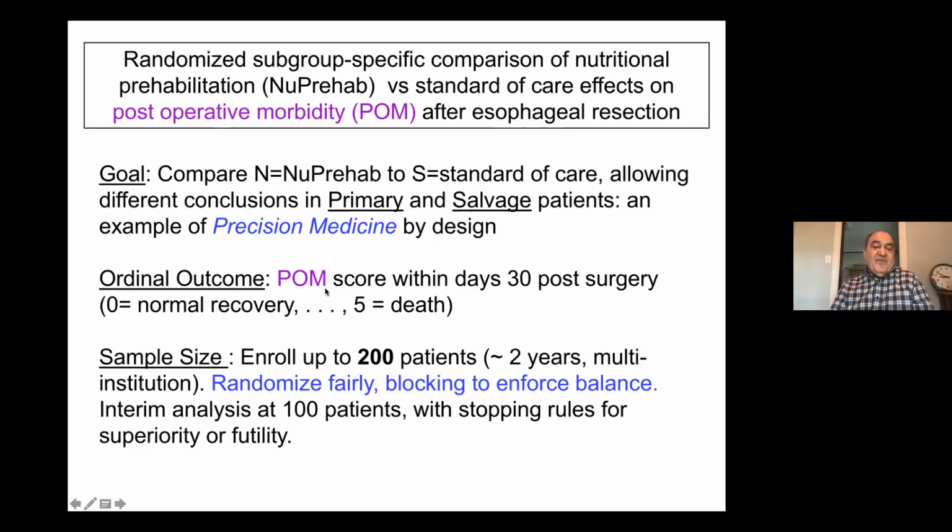So the postoperative morbidity score is 0, 1, 2, 3, 4, or 5, where 0 is normal recovery and 5 is death. The surgeons use this all the time. And the sample size, we began with 100, but Wayne Hofstetter, who was the PI, got other institutions. We got it up to 200. And it's taking quite a lot more than 2 years, as usual. And we're randomizing and doing an interim look at 100.